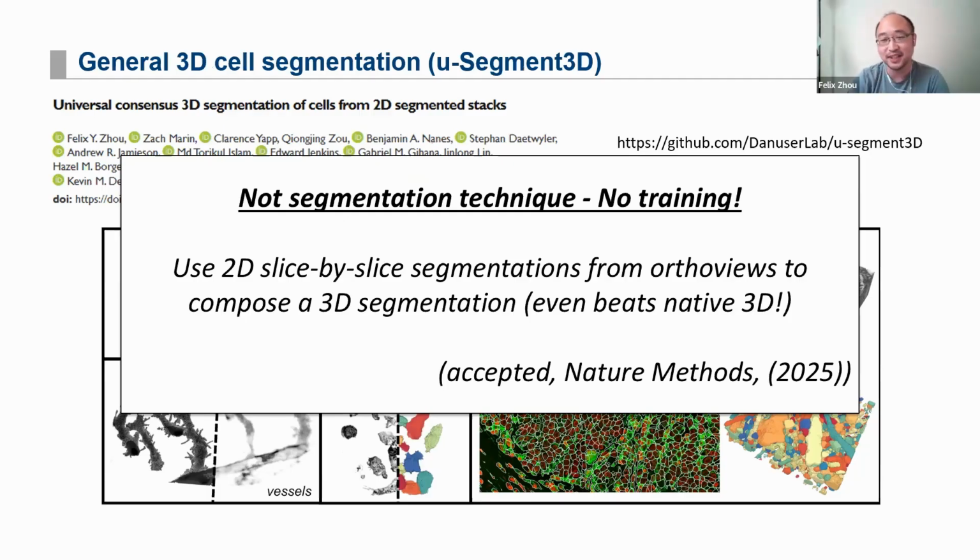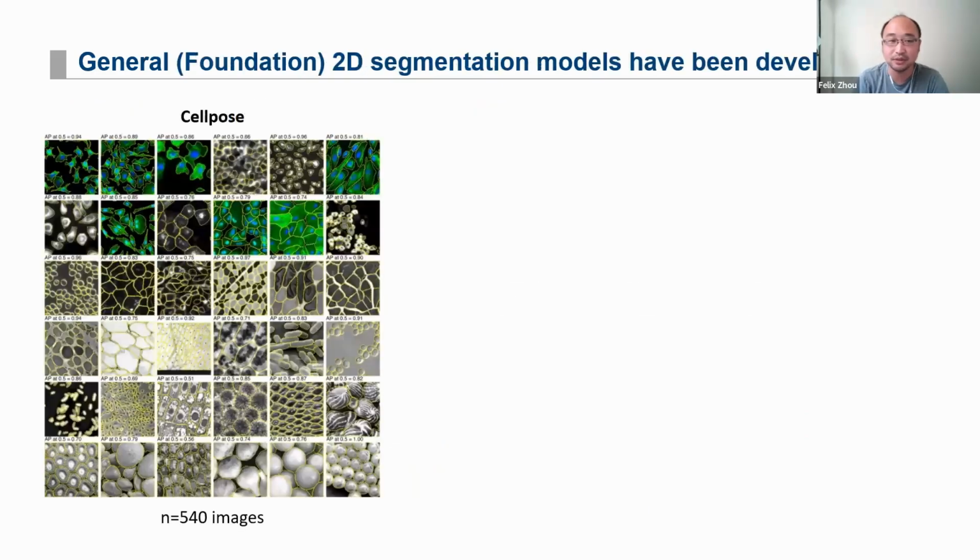We actually perform 2D slice-by-slice segmentation, and what this tool does is it allows you to combine this in a mathematically rigorous manner to form a single 3D segmentation. And I just found out we got accepted at Nature Methods, so hopefully it will come out in print soon. And the crucial thing that actually surprised me is that this method actually beats out native 3D, and I will show that.